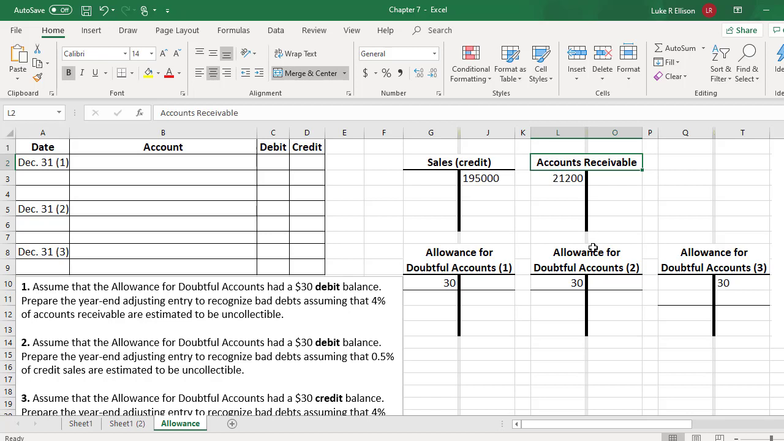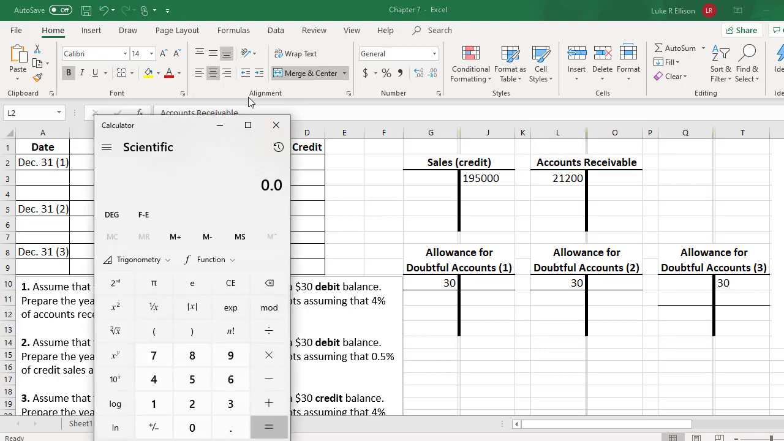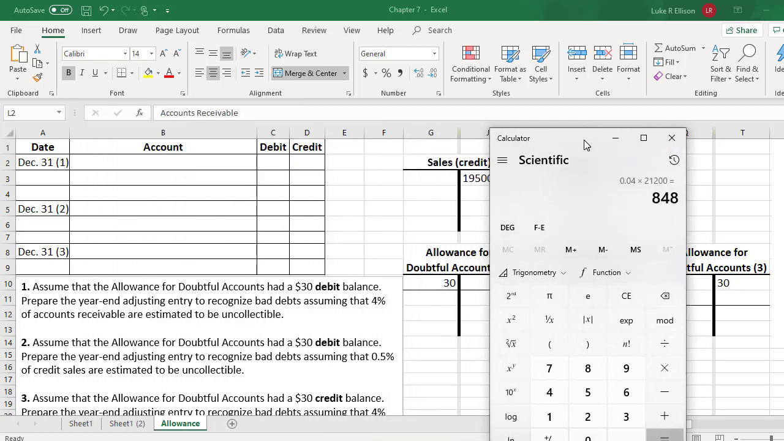So the first step might be to calculate the 4% of accounts receivable. So if we bring up a calculator, we take 0.04 and we multiply that by the accounts receivable amount of $21,200. We see that we get $848. The next question is, what do we do with this number of $848? Notice that the company is estimating bad debts based on the accounts receivable balance. Since accounts receivable is a balance sheet account, we consider this the balance sheet approach.